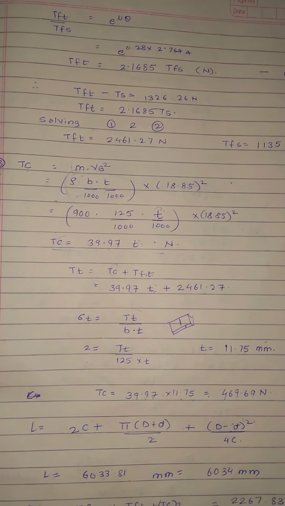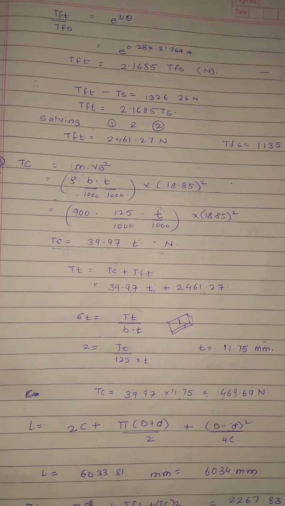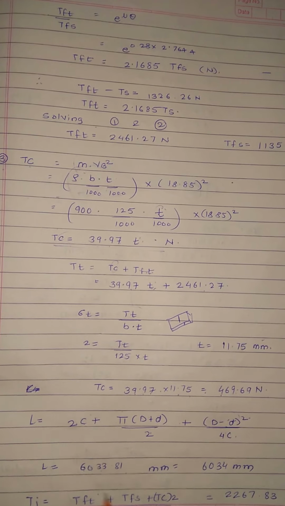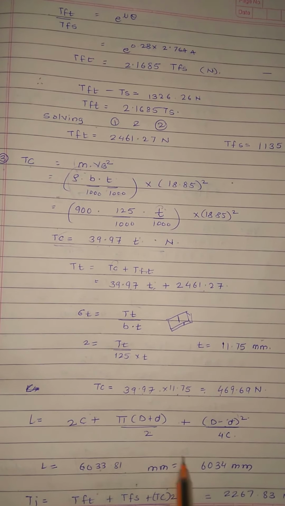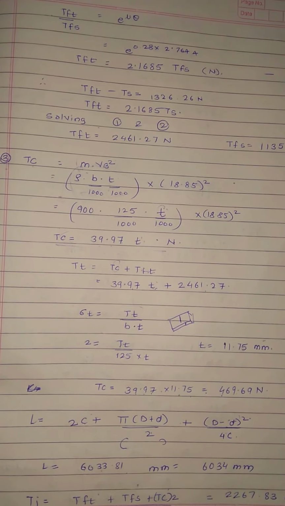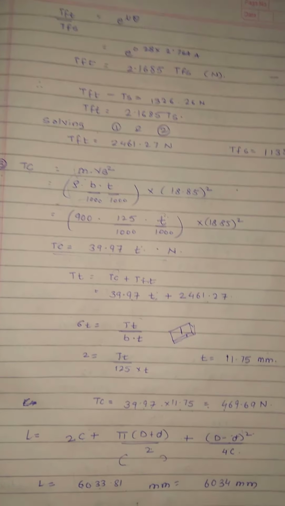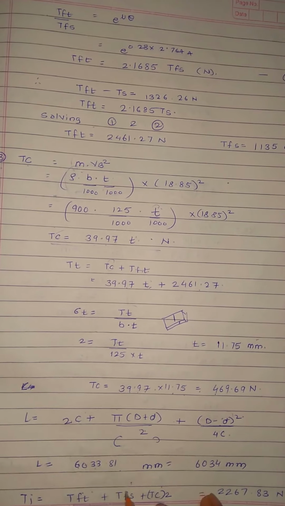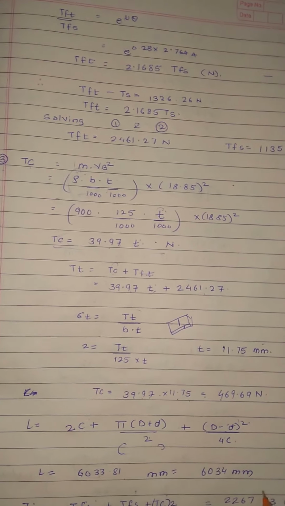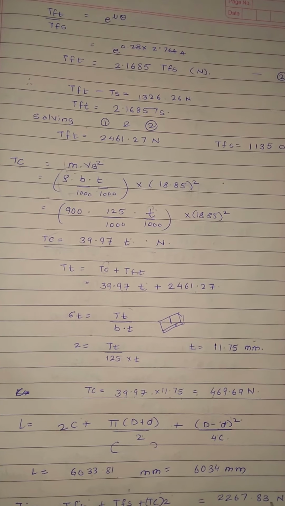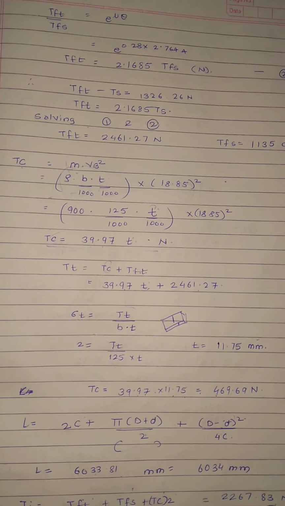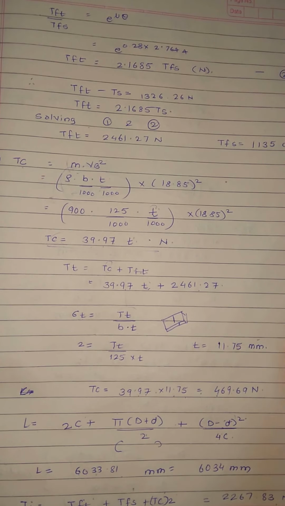Next is initial tension. The initial tension which was due to the wound belt is the tension on the tight side, slack side, and both centrifugal tensions, that is on this side and this side, divided by 2, which is equal to TFT plus TFS plus 2 times the centrifugal tension divided by 2, which will be 2267.83.